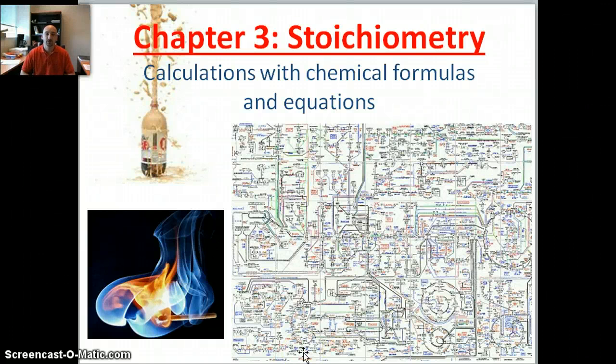Alright, today we're going to go over Chapter 3, which is Stoichiometry. This is really calculations with chemical formulas and equations. So most visual changes are going to indicate a chemical reaction is taking place. Some are more obvious than others, such as striking a match and you see the flame, or you drop a Mentos into a Coke bottle and you see it explode.